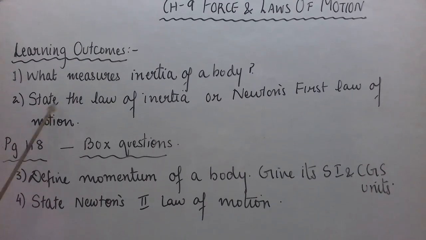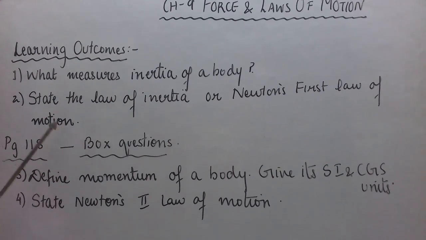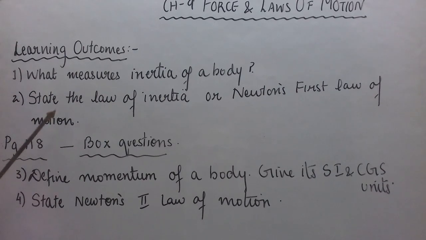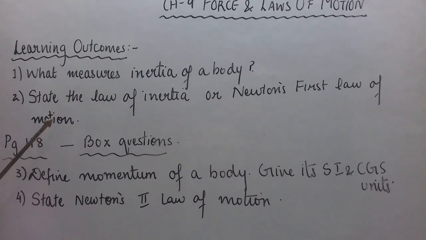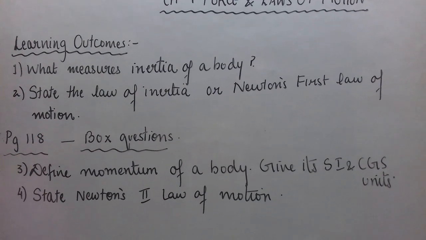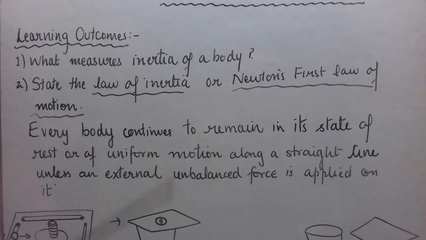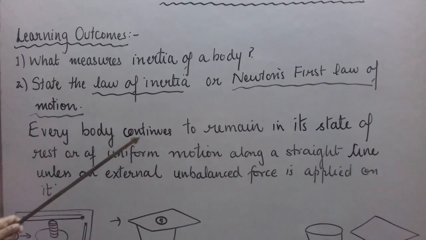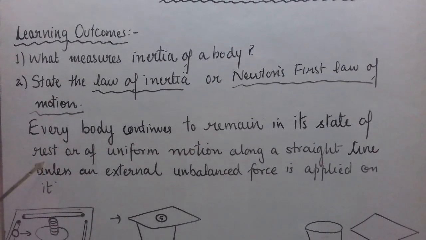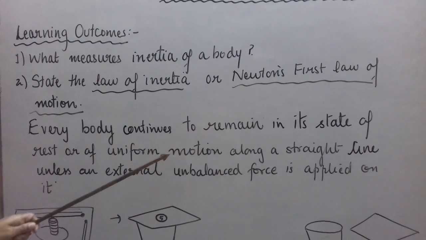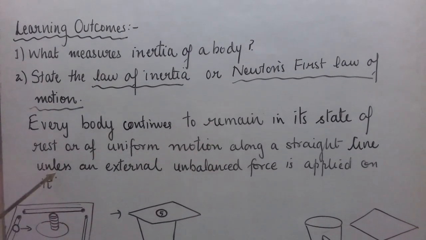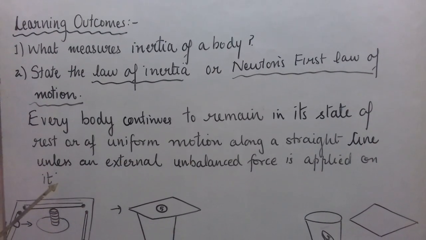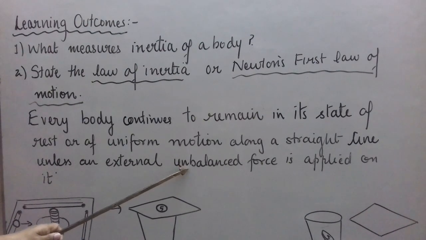Okay. So, state the law of inertia or Newton's first law of motion. These are the results of Galileo Galilei's experiment, so they are based on that only. You can write Newton's first law of motion as: every body continues to remain in its state of rest or of uniform motion along a straight line unless an external unbalanced force is applied on it. Here you should not forget the word unbalanced.